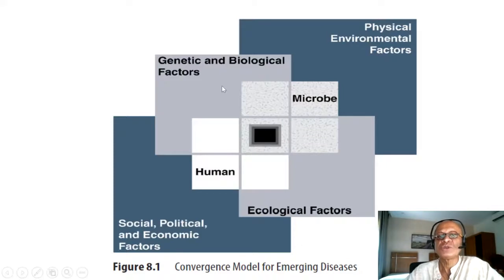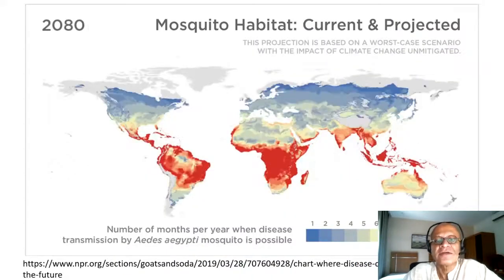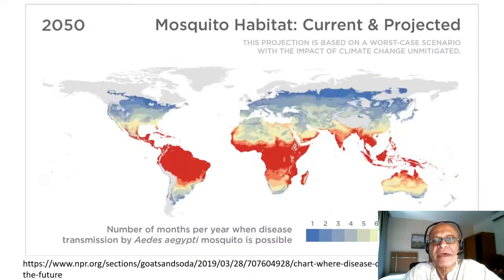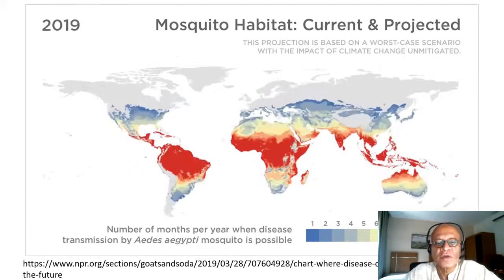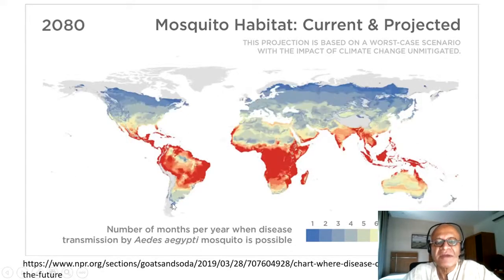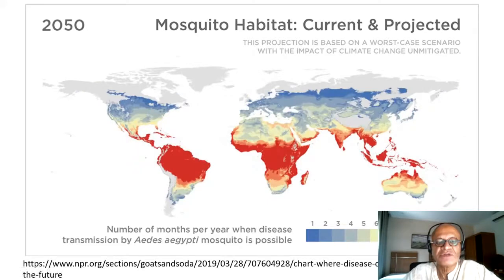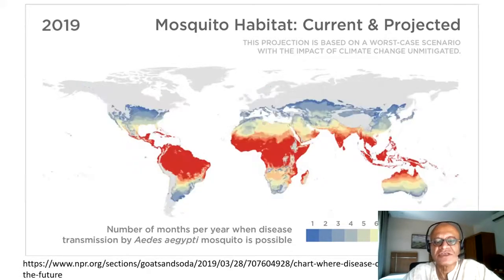Okay, in addition to genetic and biological factors, keep that in mind as we go forward. And we are now also getting better at these sorts of things, where these are the number of months per year when disease transmission by Aedes aegypti mosquito is possible.